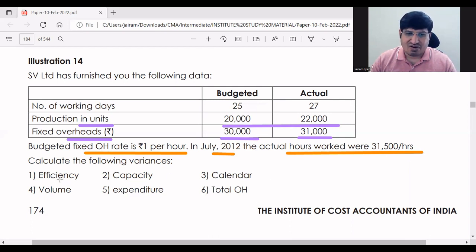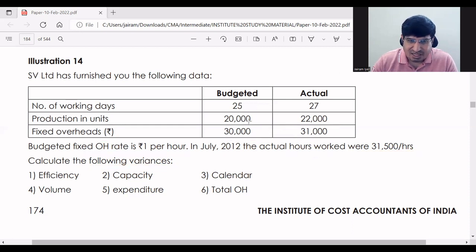Okay, you have to calculate all 6 variances. Right? So what will we do? We'll first try to fill up all the data. Okay, we'll fill up all the data. And one thing I'll tell you here.